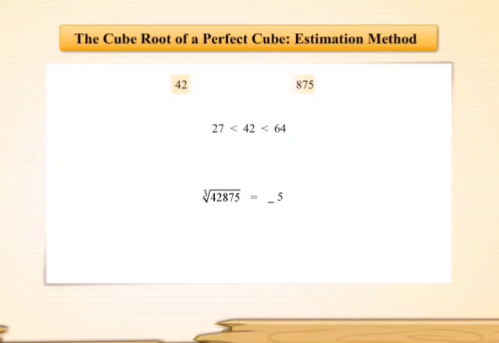Now, the prime factor of 27 will take the tens place. 3 is the prime factor that gives 27 when cubed. Now 3 will take the tens place. Therefore, the cube root of 42,875 is 35.